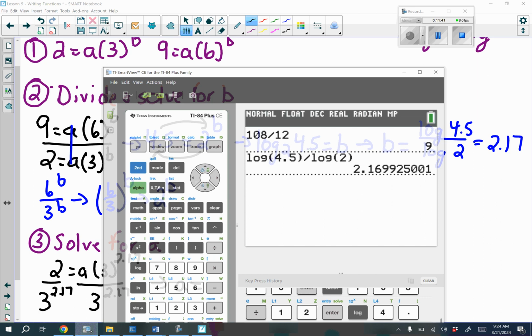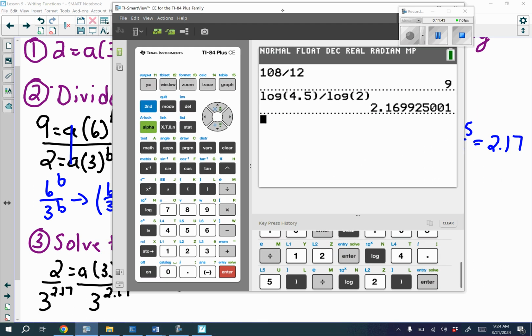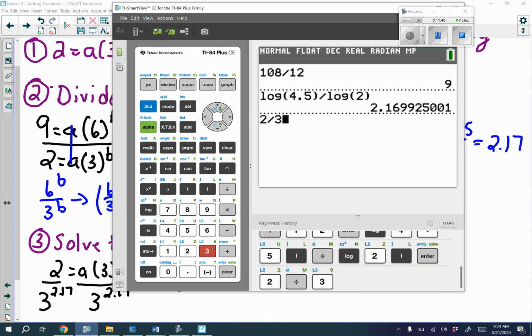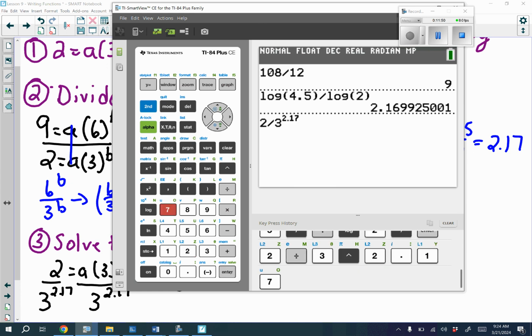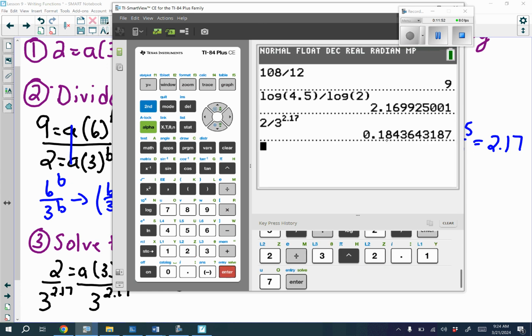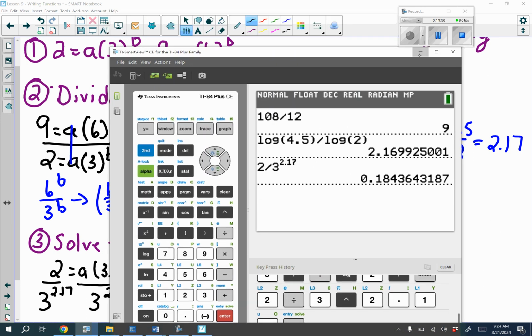So I'm going to go ahead and do my 2 divided by that. So you do 2 divided by 3, and then you just use your caret key to be raised to the 2.17 power. And then once again, we're going to round to 2 decimal places, so we get about 0.18, and that's my A value.